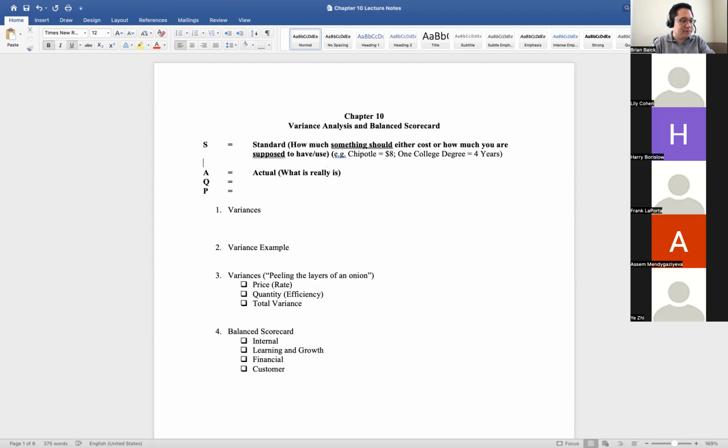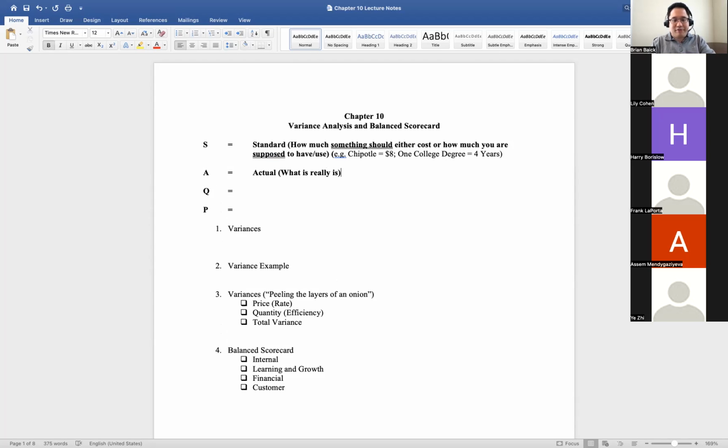So that's actual. I remember I have a friend who said, oh, college was the best 5 years of my life, right? So he actually spent 5 years in school. So the actual years my friend spent in school is 5 years. So A just means actual. Standard means supposed to be, actual means what it actually really is.